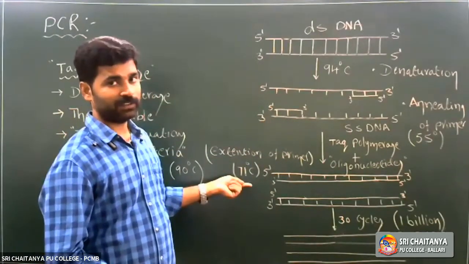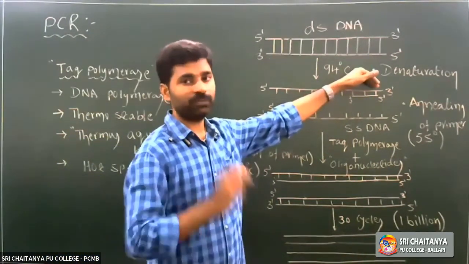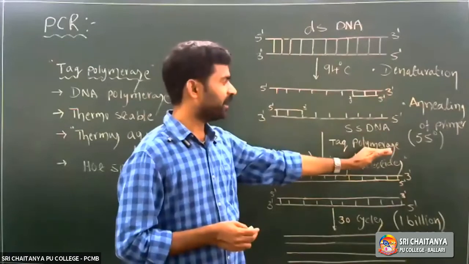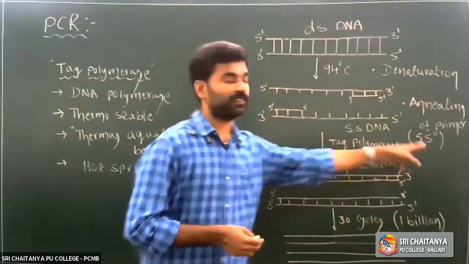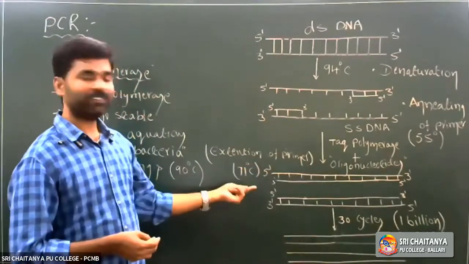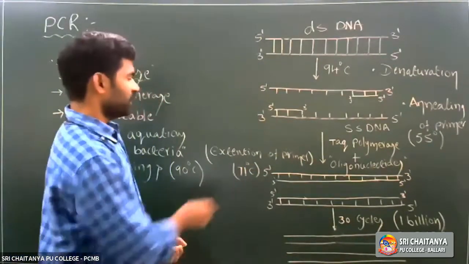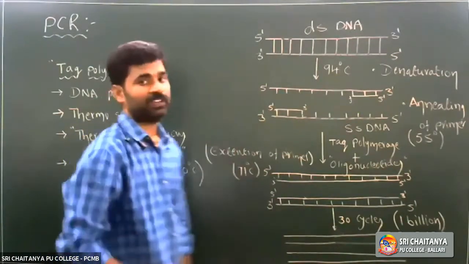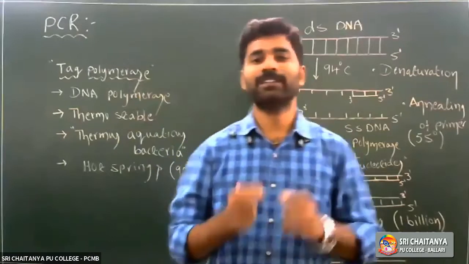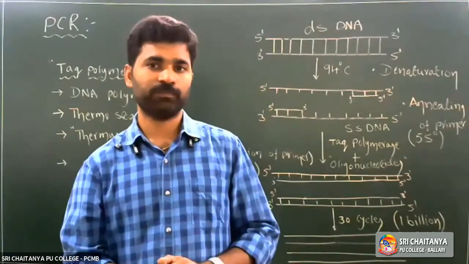So better to write at what temperature the primers are extended? 71 degrees centigrade, right? At what temperature does denaturation take place? 94 degrees centigrade. And at what temperature does annealing of primer take place? 55 degrees centigrade. Extension of primer? 71 degrees centigrade. Is it clear? Right, so at what temperature is the primer extended? 71 degrees centigrade. Our DNA polymerase enzyme is highly active at 37 degrees centigrade only.